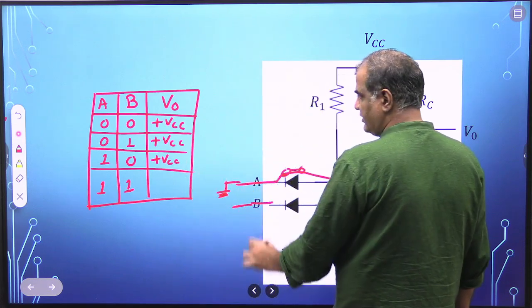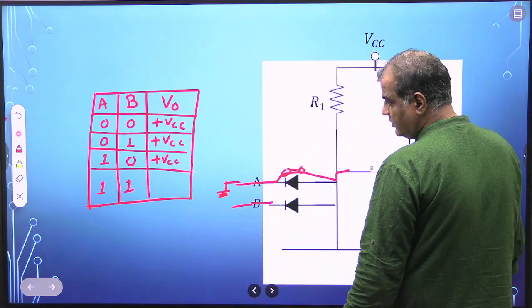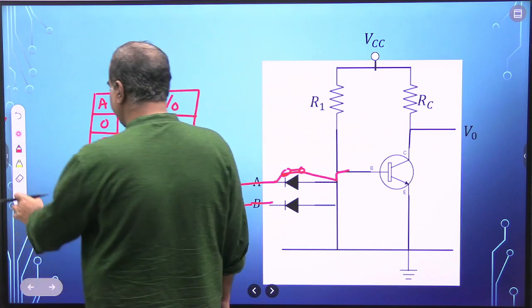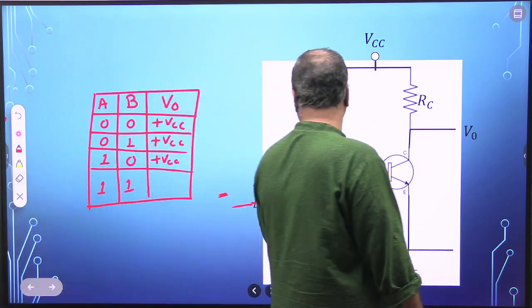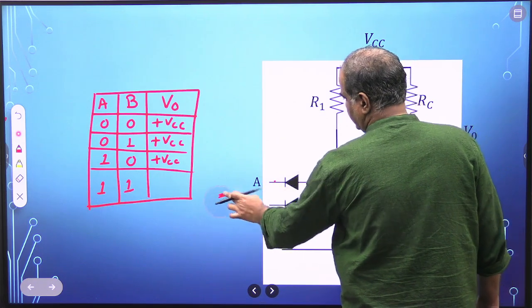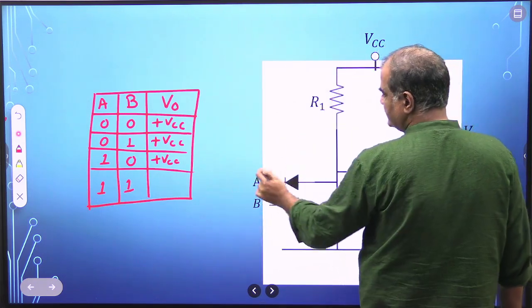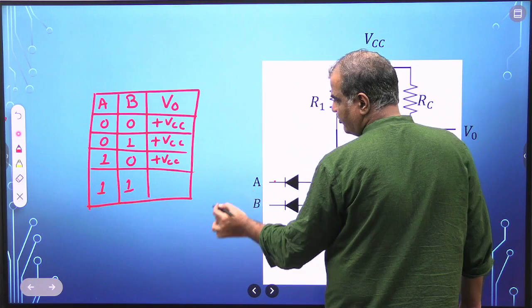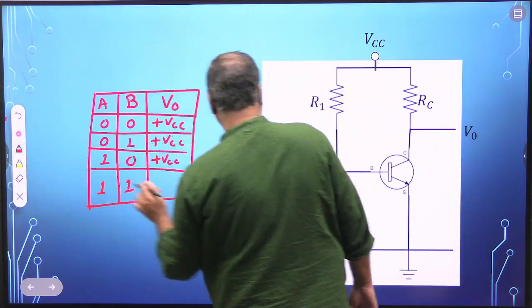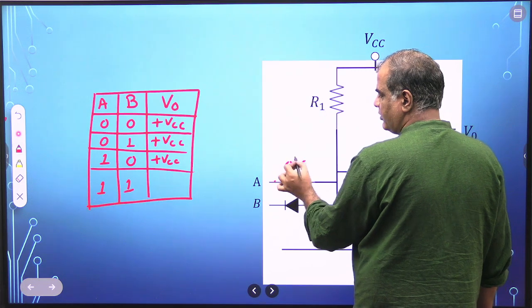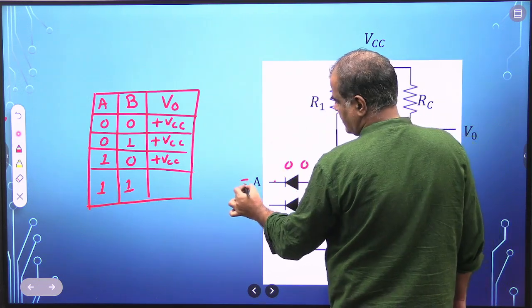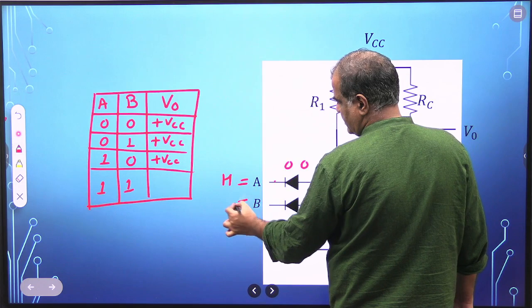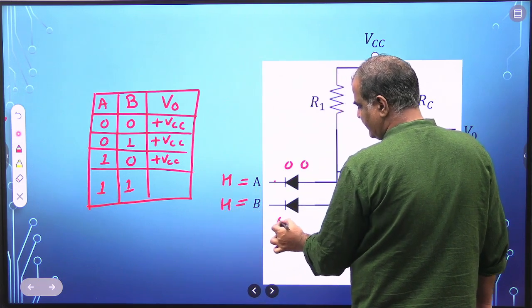Now 1, 1 में क्या होगा? 1, 1. Now this is a high voltage. This is high voltage. So this is high. This is also VCC or more than that one. So this will become open now. If this is high, so this will become open.